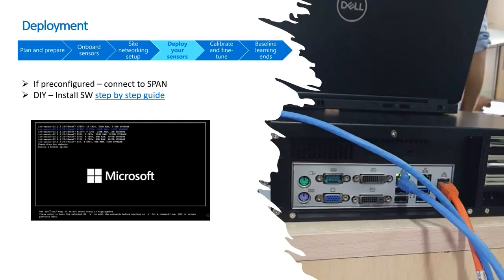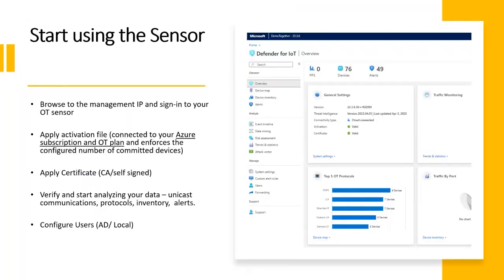Okay, so deployment. Those customers who order with our hardware partner do not have to worry about this step at all. They just have to connect the sensor to the span once it arrives at their site. But for those of you who want to DIY their sensor, like bring your own hardware, that's totally fine as well, because we have a detailed step-by-step installation guide available on our official documentation site, which the customers can look at. So I'm not going to spend too much time on the deployment. I am going to move on to what happens post-deployment.